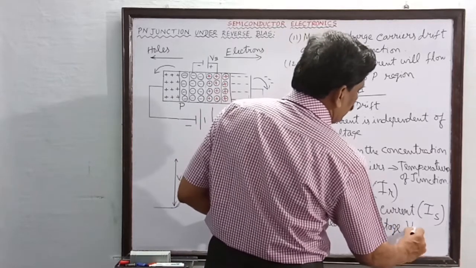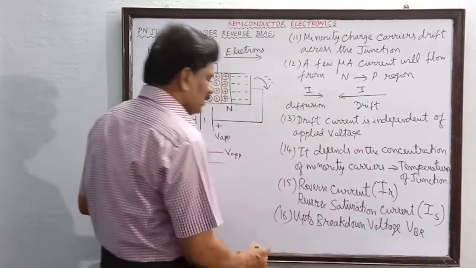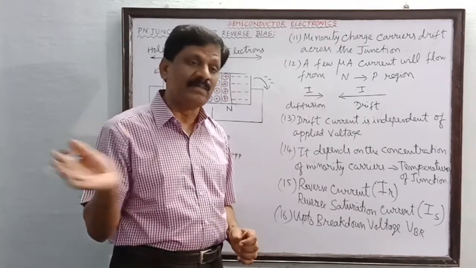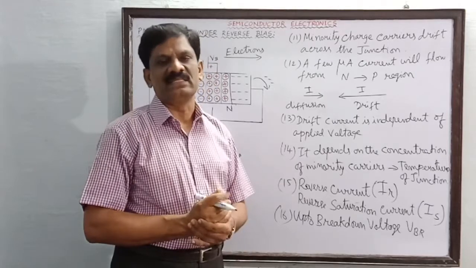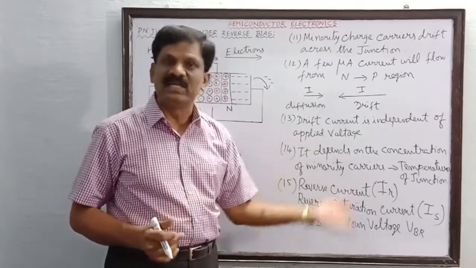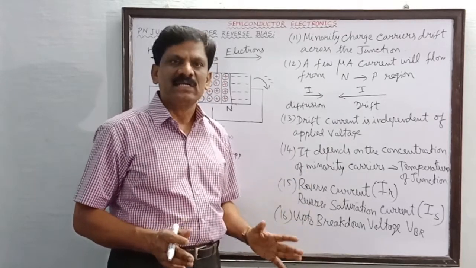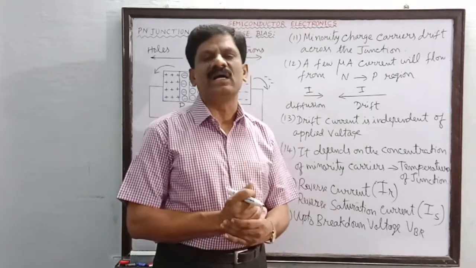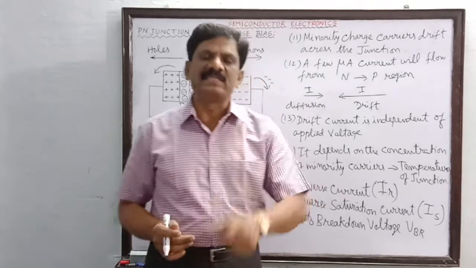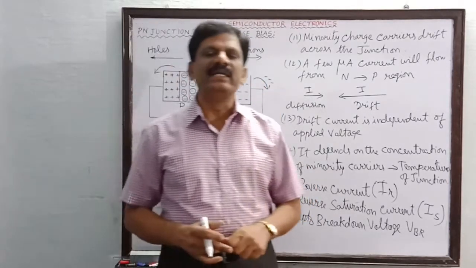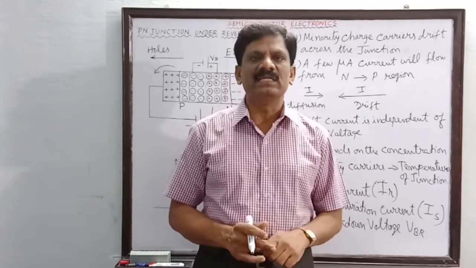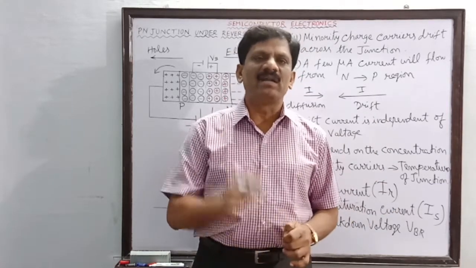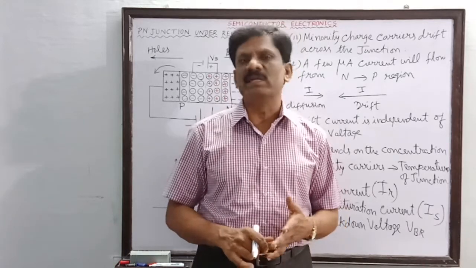From this breakdown voltage and beyond, the current abruptly or rapidly increases. That we are going to see in the subsequent topics. So up to the breakdown voltage, the reverse current is constant and independent of the applied voltage. That is why it is called reverse saturation current, and it is of the order of a few microamperes only.